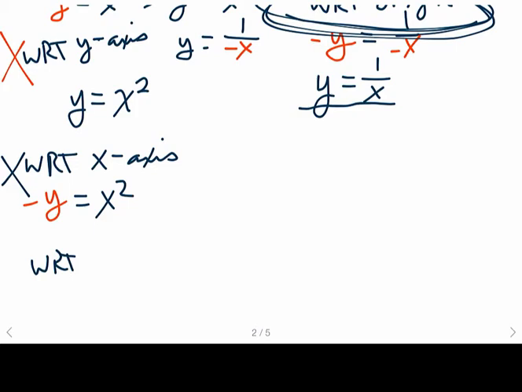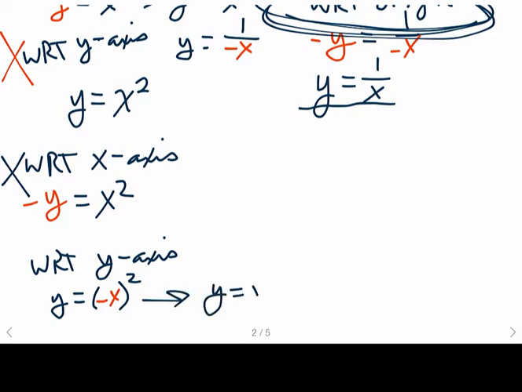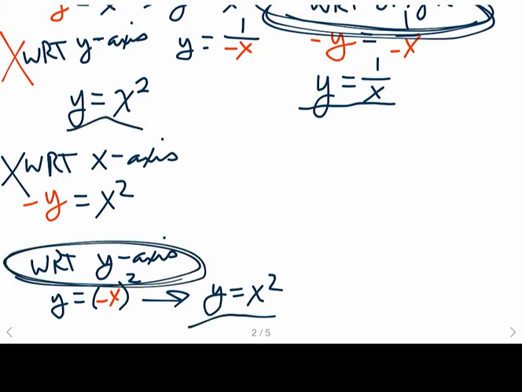Checking with respect to the y-axis, y equals the negative of x squared. Well, that indeed becomes y equals x squared, which is what we started with. And so we're going to say, yep, there's symmetry with respect to the y-axis.